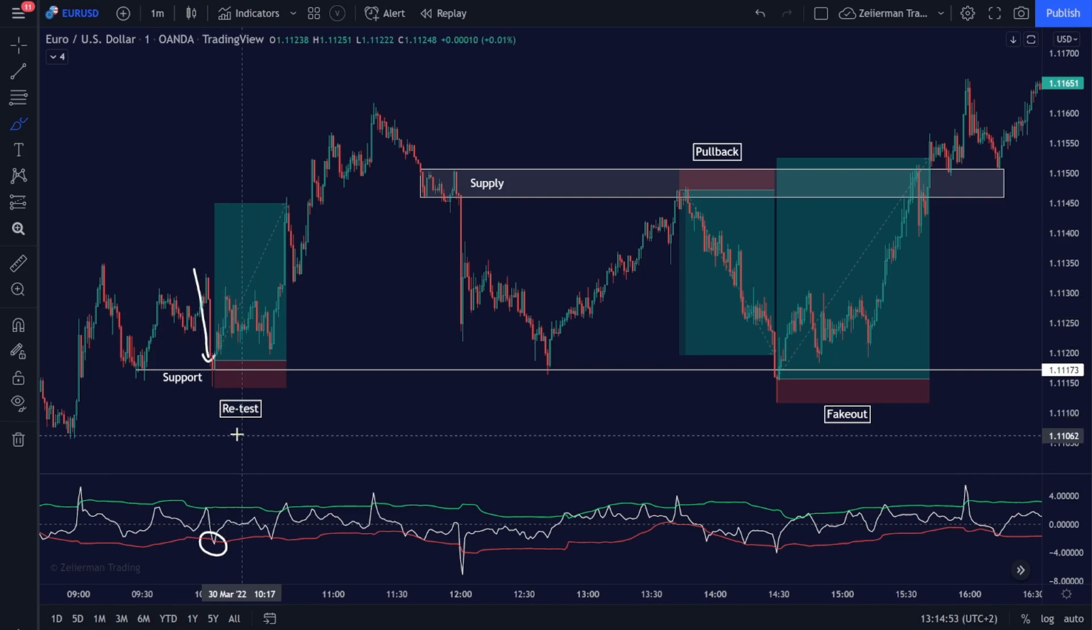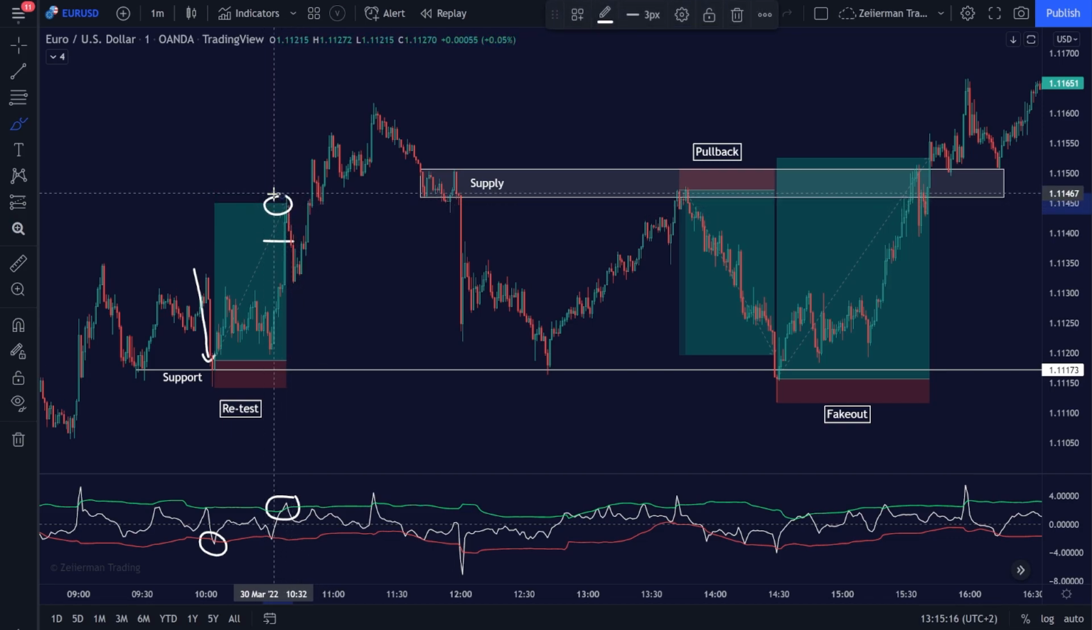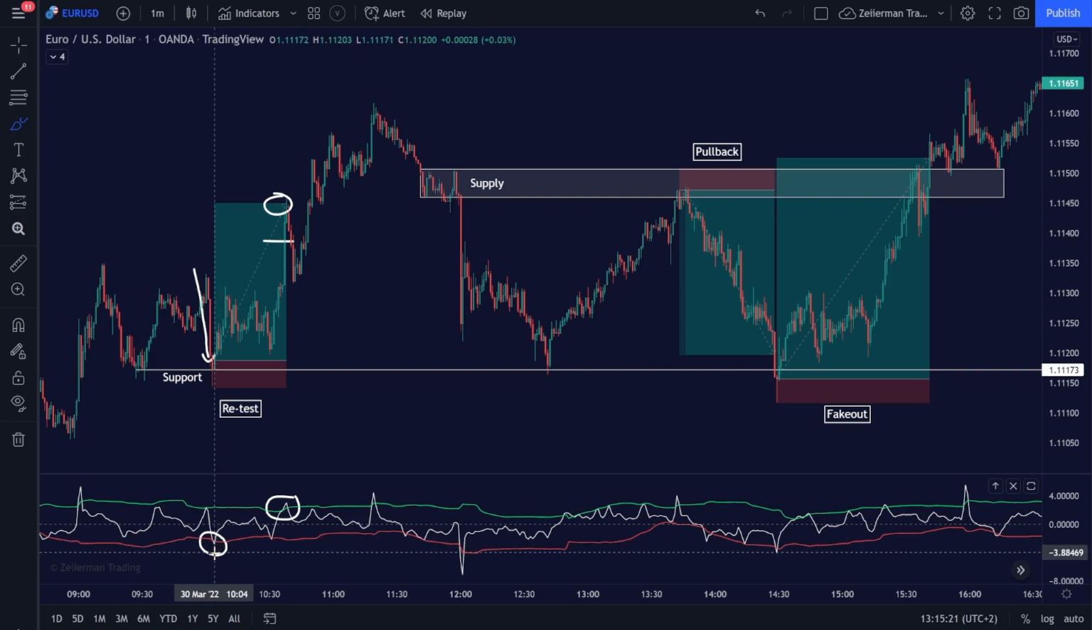So we can enter long on the next green candle that closes above the support level. And the target for this trade is a new high. We can take partial profit, and then we can secure the rest when the volatility indicator crosses above the upper line. So this is a great example of how the Volatility Impulse indicator can confirm this trade on the support level.